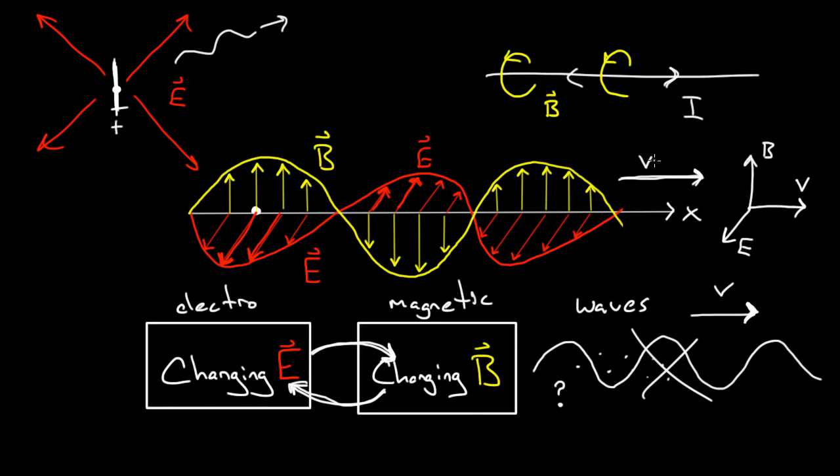And the speed at which these waves travel is the speed of light, c. And by c, I mean 3 times 10 to the 8th meters per second, because light is just an electromagnetic wave. Light is one particular example of electromagnetic waves, but it is only one example. These waves can have any wavelength.